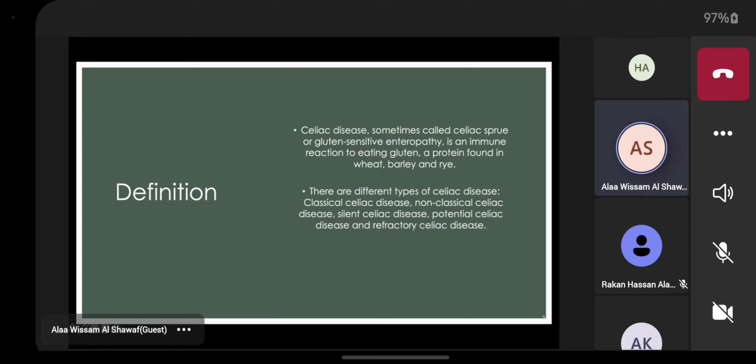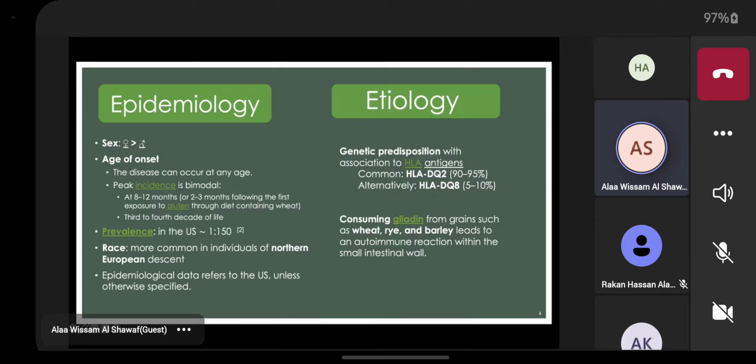There are types of celiac disease: classical celiac disease, non-classical celiac disease, silent celiac disease, potential celiac disease, and lastly, refractory celiac disease. For the epidemiology, it affects males more than females.